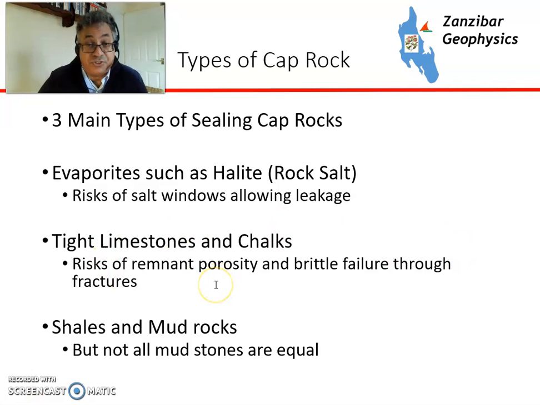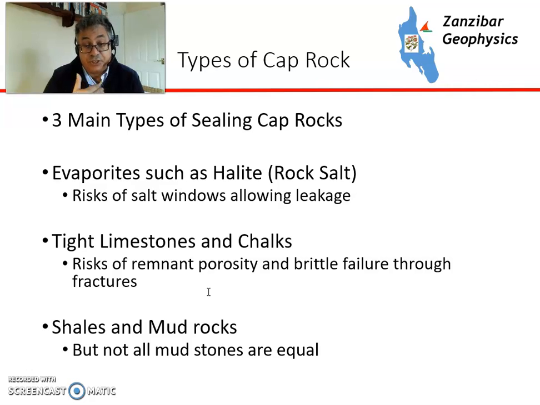I worked in the central North Sea, where there are examples of fields which are sealed fundamentally by Cretaceous chalk, which has very low porosities, virtually no permeability, and therefore acts as your top seal. However, there might be remnant porosity within the chalk, and they're also vulnerable to brittle failure in a way that shales are a lot less vulnerable to.